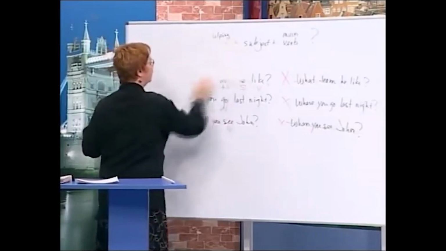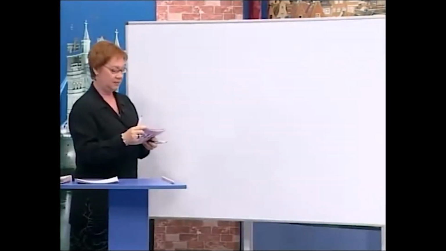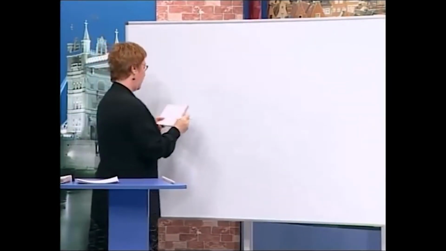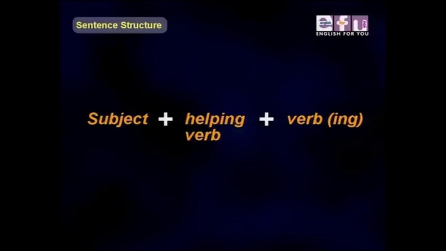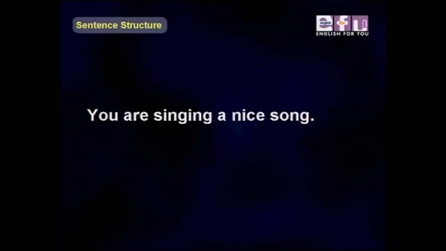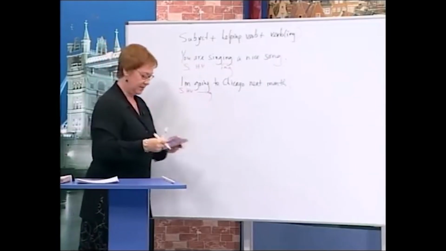Now, let's look at the present continuous. With the present continuous, the subject usually comes first, and then the helping verb. Now, we can say the subject plus the helping verb plus the verb-ing. You are singing a nice song. So you've got subject, helping verb, and the ing verb. Okay, this is a statement. Another example, I'm going to Chicago next month. Subject, helping verb, and the ing verb. Okay? Now, these are statements.